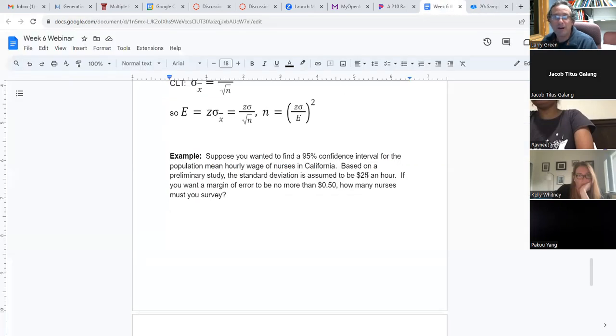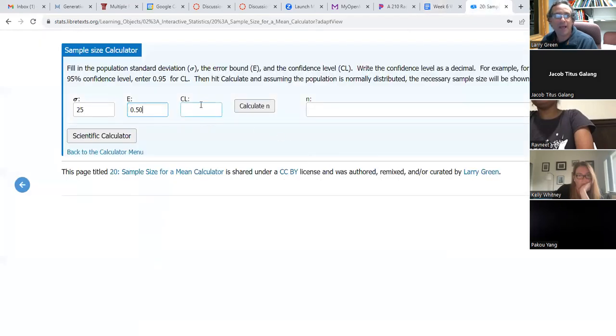And we want a confidence level of 95%. That's 0.95. And we calculate N. Notice, is this a big sample size or a small sample size? Yeah, this is big. If you really had to do this, you'd be groaning. My guess is you'd be groaning also.